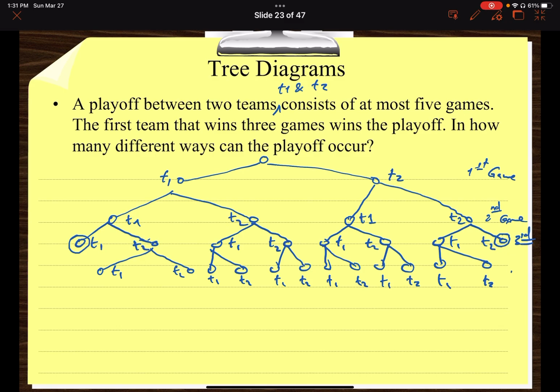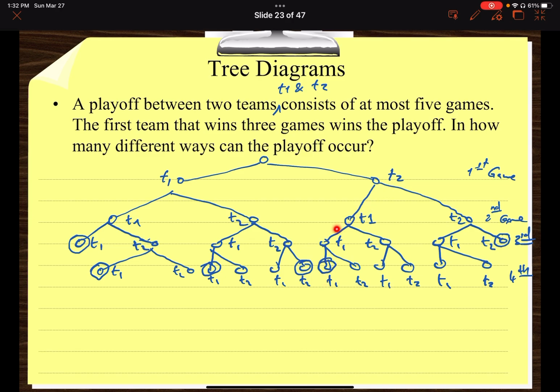So this is our 4th game. Do we have teams that have won 3 games? Yes. Let's start from the right. We have T1, T1, T2, T1. T1, T1, T2, T2 is still a draw. T1, T2, T1, T1. So this is also a win, right? T1, T2, T1, T2, 2-2. T1, T2, T2, T1, again 2-2. T1, T2, T2, T2. Now this is a winner, right? And similarly here, T2, T1, T1, T1. So this is a winner.